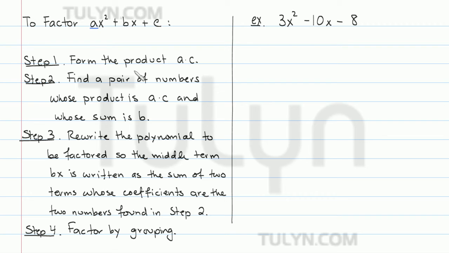So the first step is to form the product A times C. So we want to multiply the first coefficient and the last coefficient. So 3 times -8 is going to give us -24.